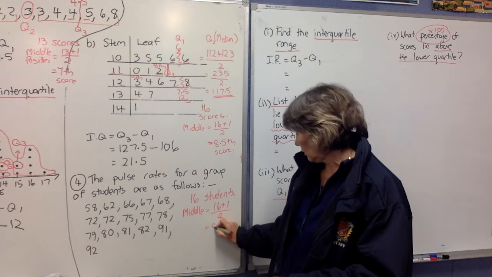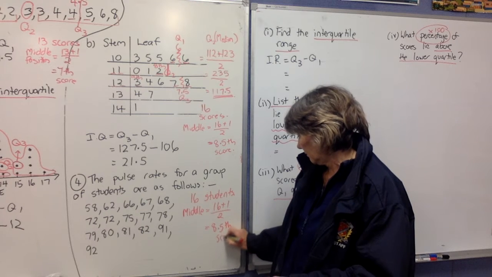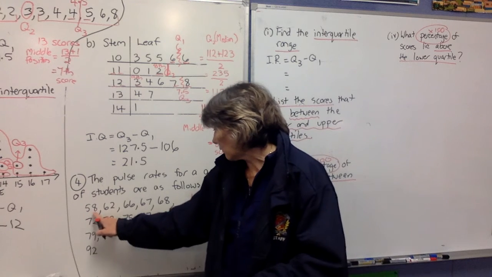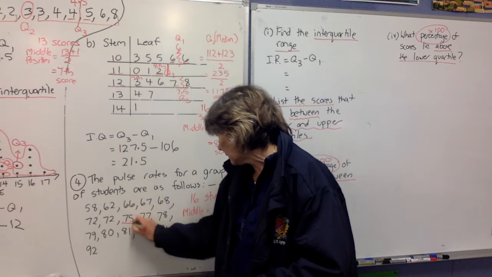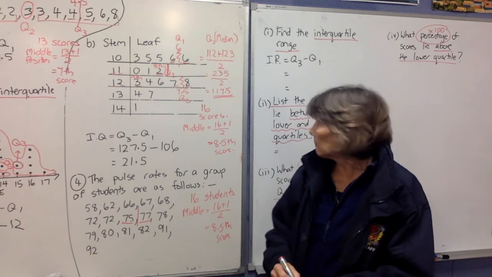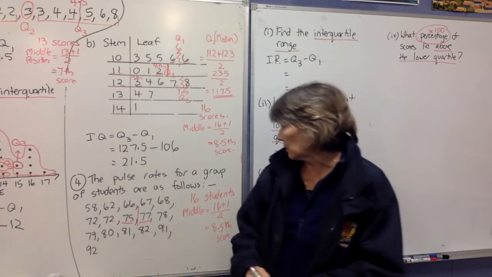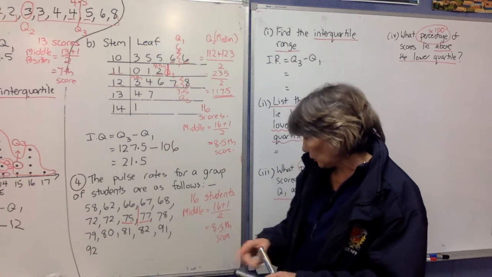17 divided by 2 gives us 8.5. We've done that a minute ago. So counting from the beginning: 1, 2, 3, 4, 5, 6, 7, there's 8, there's 9. There's 8.5 right there. That's our median. We don't want to know that, so we're not going to worry about it. Okay, and then we've got Q1 and Q3 defined.